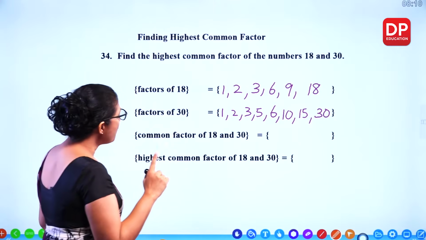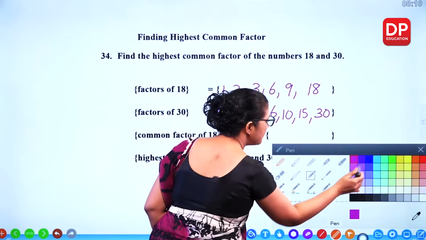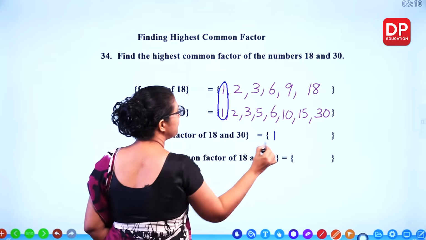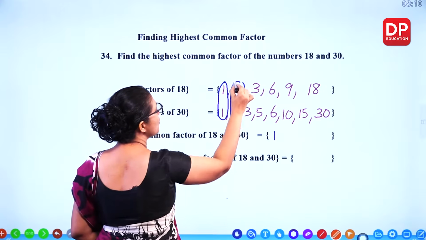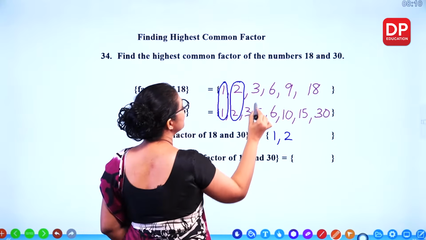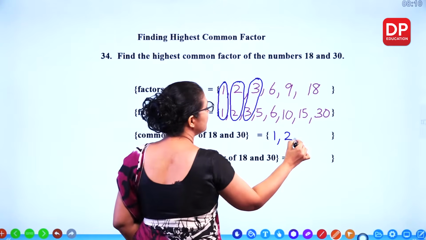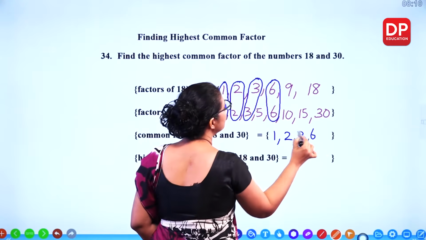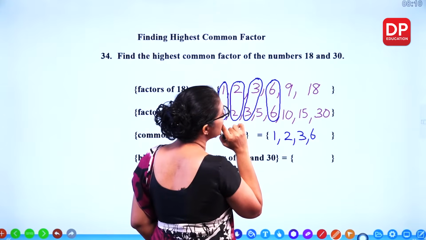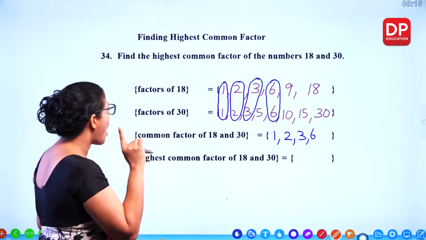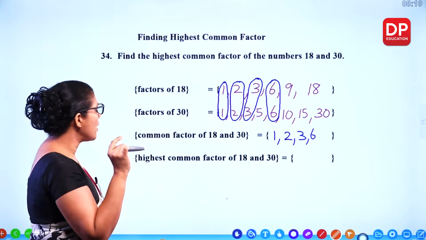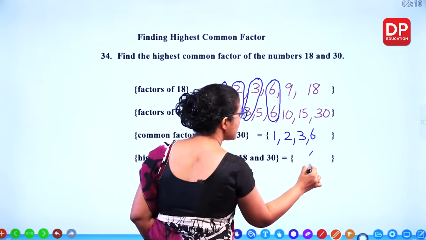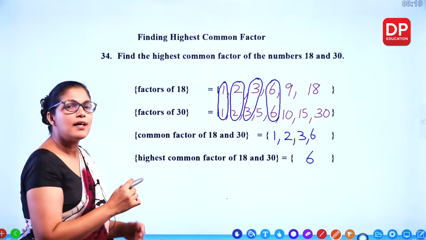Now what are the common factors of 18 and 30? 1, 2, 3, 6. What else? That's all. So out of these, what's the highest one? Highest common factor of 18 and 30 is 6. That's the highest one.